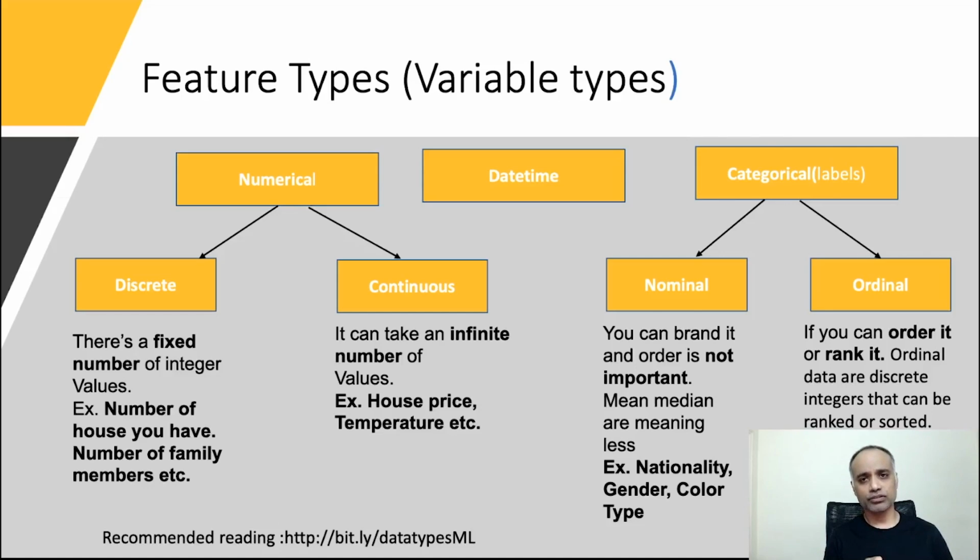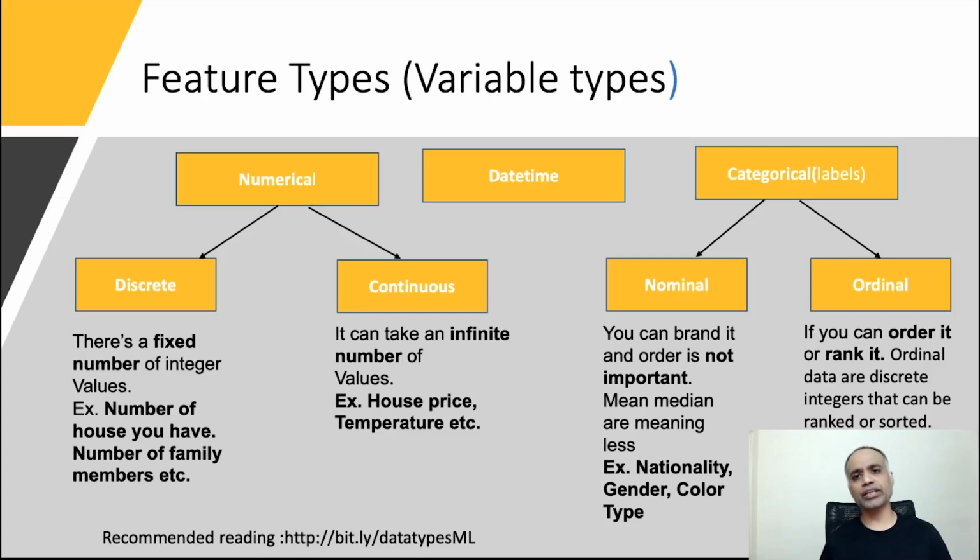Discrete data is where the number is fixed, there is no fraction. For example, how many computers you have at home, how many members in your family, how many sessions you are going to attend. Those are discrete numbers, and those are numerical data. The other side of numerical data is continuous data, where a fractional part is involved, like the price of your house, or temperature. That's called continuous numerical data.